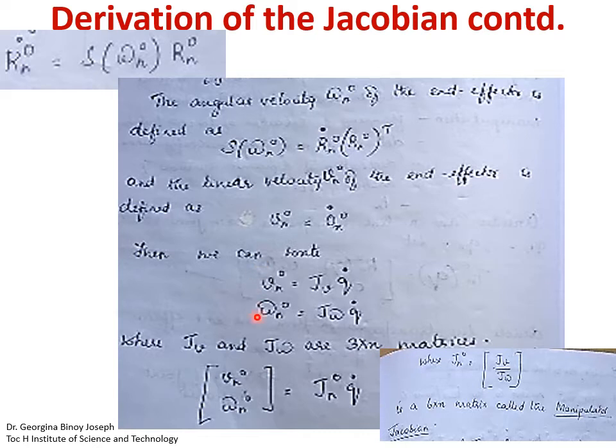We can write these two equations together to represent all the velocities. V n0, omega n0 is equal to J n0 into q dot. Now what is J n0? J n0 is Jv written on the top, this 3 cross n matrix, and below we have this 3 cross n matrix J omega. So J n0 will be a 6 cross n matrix, and this is a very important matrix which is called the manipulator Jacobian.